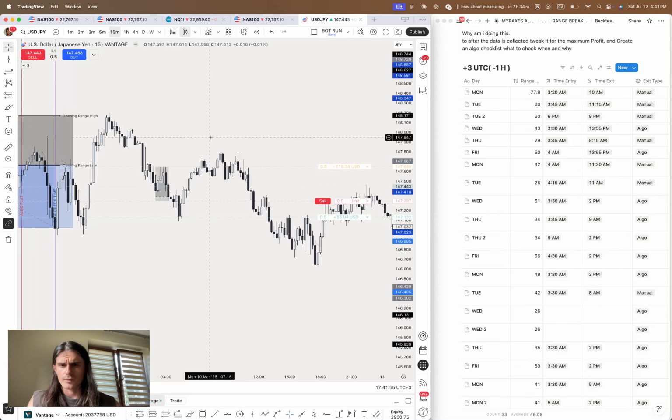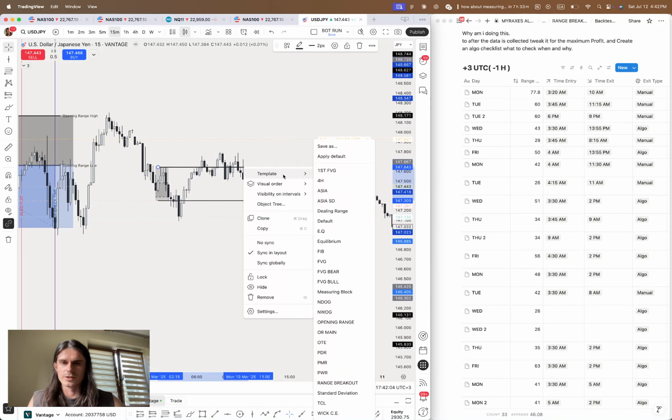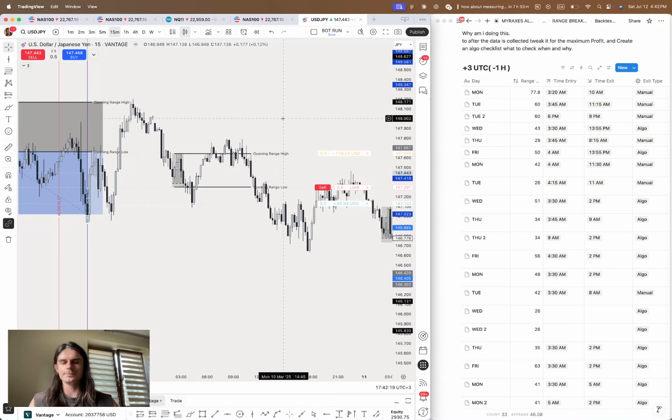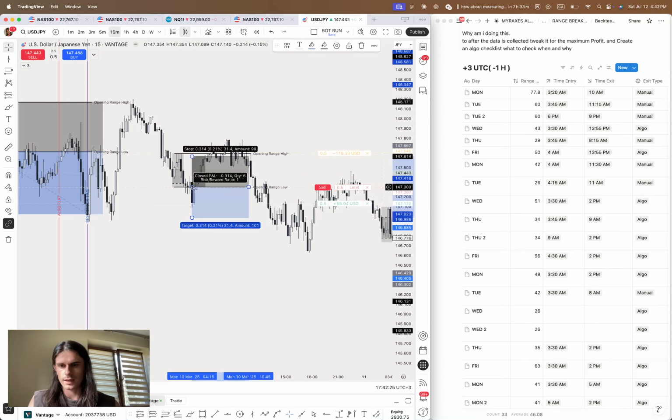So okay, over here I'm marking the high and the low. I'm using the Fibonacci here, just a slightly changed Fibonacci, and I show it as a range breakout. That's the name. Opening range high, range low. Then here is going to be the example where the price is actually taking us out into a loss, and this is good for data.